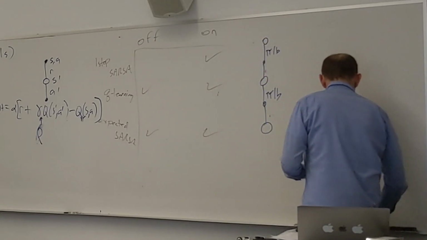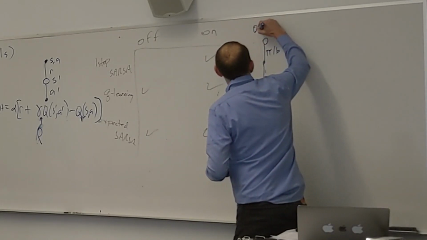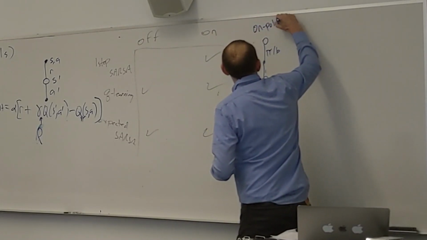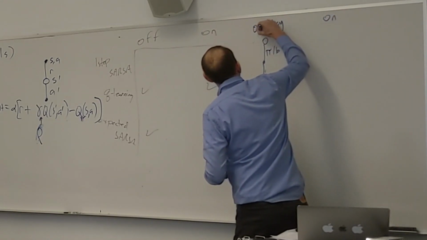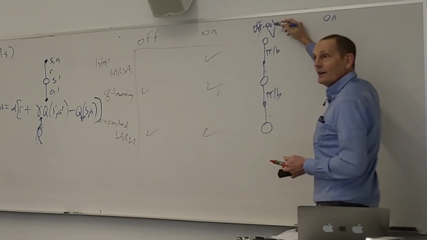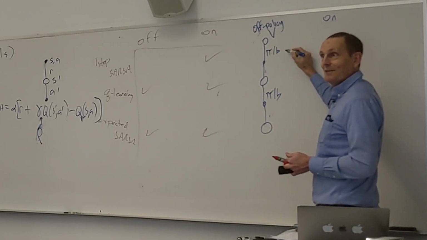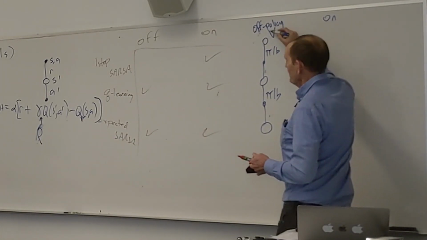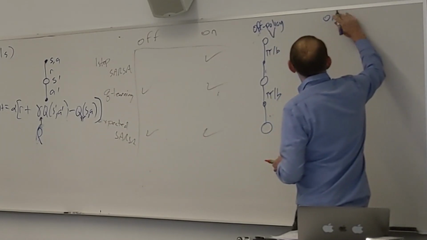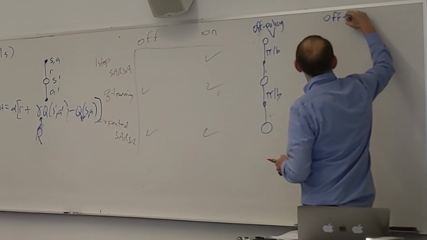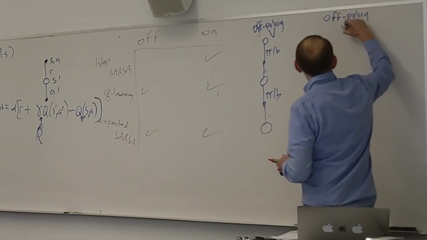let's label this differently. This is on policy v. I know it's off policy because I have a pi and a b. Okay, so off policy. It's a v because I'm starting and ending with open circles. Here, off policy q.